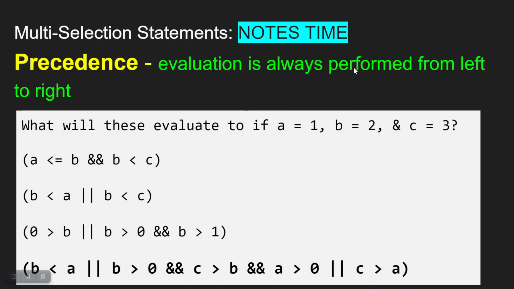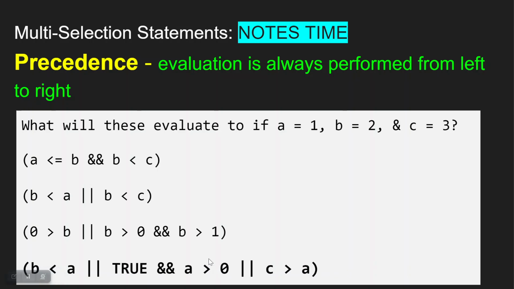So evaluation is always performed from left to right. That means we have to evaluate this one first, because this is our first and situation. So we have to check, is B greater than 0, which it is, and is C greater than B, which it is. So this first one right here, B greater than 0 and C greater than B, that entire thing evaluates to true.